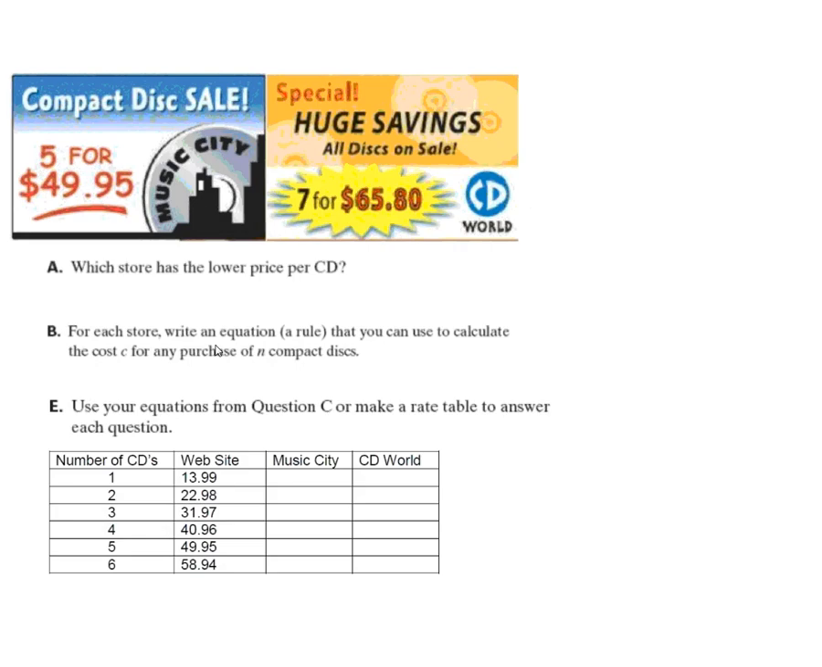All right, let's look at these. In order for us to calculate the unit rates, I want to figure out the price per CD. So I'm going to divide by the number of CDs. So $49.95 divided by 5, $65.80 divided by 7. Make sure not to divide them the wrong way. So on your calculators, take those. We'll see what we get.